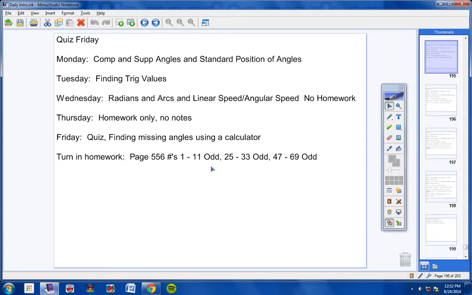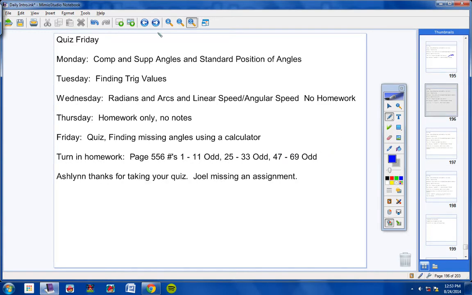Please turn in your homework now at this time. Page 556, numbers 1 through 11 odd, 25 through 23 odd, and 47 through 69 odd. Also, just so you know, this is the homework that was dealing with radian measurement and converting radians to degrees and degrees to radians, okay?